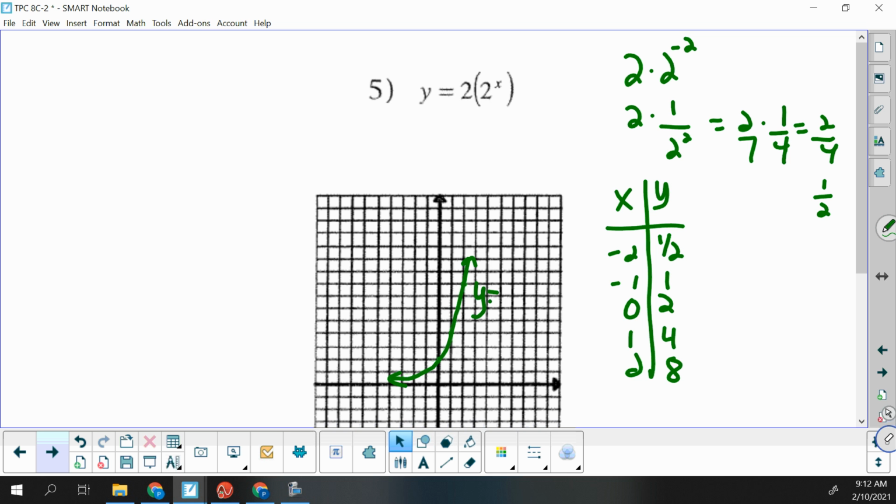Make sure to label your equation. Label your x and y axis. If we were describing this transformation, we could say one of two things. We could say multiply y's by 2, or you could say a vertical stretch by a factor of 2. It's a stretch because you're multiplying by something that's bigger than 1.